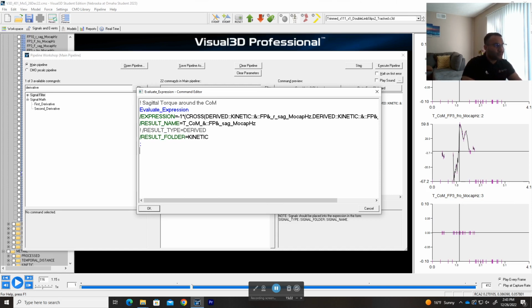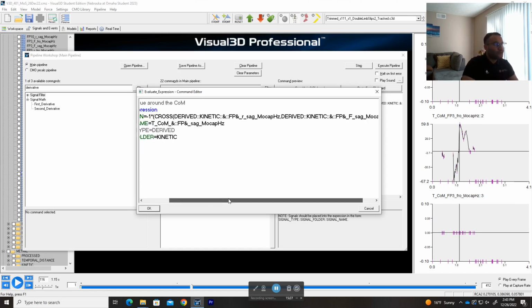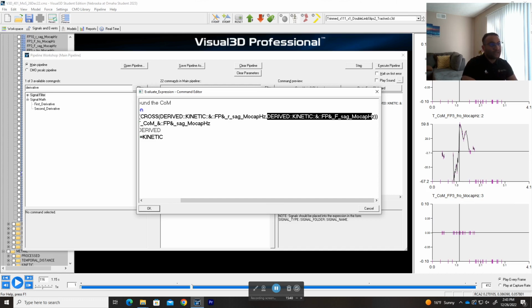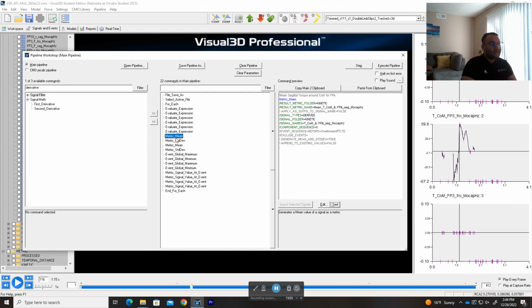So we get the cross product of, and then we open a parenthesis. So you get the moment arm vector, which is the vector between the center of mass and the center of pressure in the sagittal plane, and you get the cross product between that vector and the ground reaction force vector in the sagittal plane. Once you get the cross product, then you're going to get the torques. So it's pretty straightforward, but you have to make sure that your signs are correct. And then I basically calculated the mean.